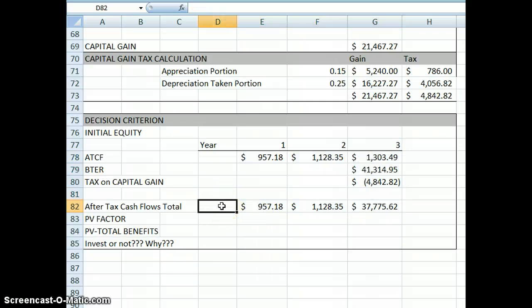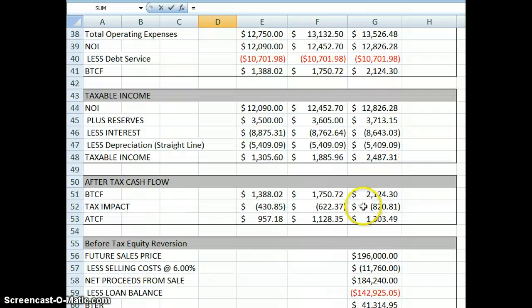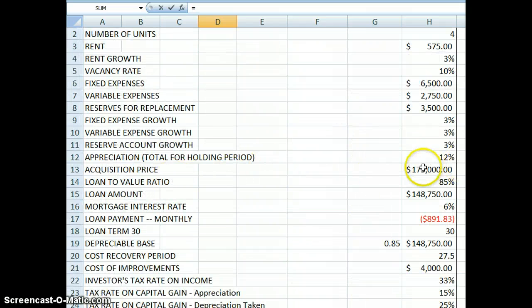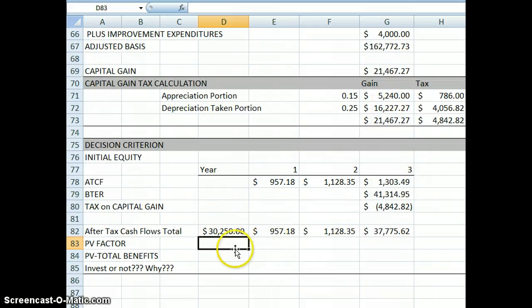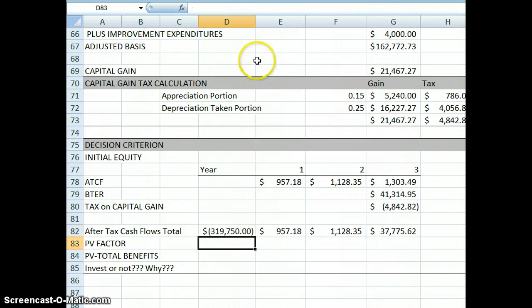And then, so we're going to be doing IRR from this. So this number is just our initial equity that we actually put into it. There's a line up here for it, but I'm going to put it here to make it easier for our calculation. So it's going to be our acquisition price plus our improvements minus our loan. So 30,250, and we're just going to go ahead and make that a negative because it's an outflow.